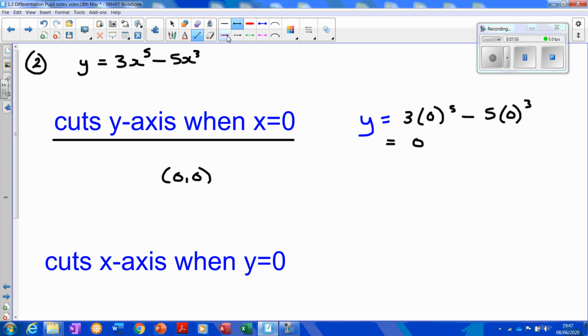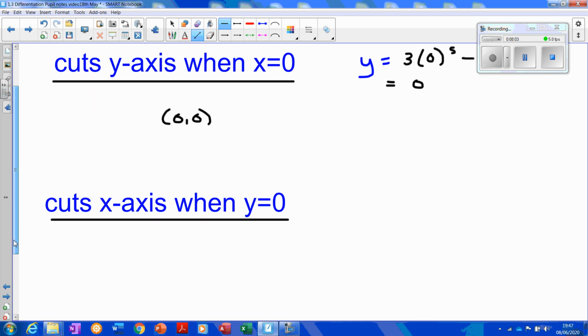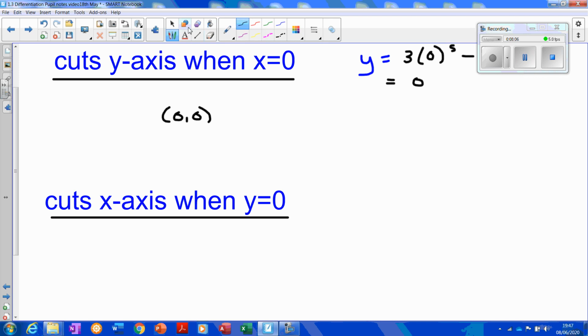Where it cuts the x-axis is always the harder one because it cuts in more than one point. So we're going to make y equal to 0. Now I know y was equal to 3x to the power of 5 minus 5x to the power of 3, and we know y is 0. We'll put the 0 in at the end. So again, we factorise this. We're looking for the highest common factor, and I can see x to the power of 3. So that will give you x cubed times 3x squared minus 5, and that's equal to 0.